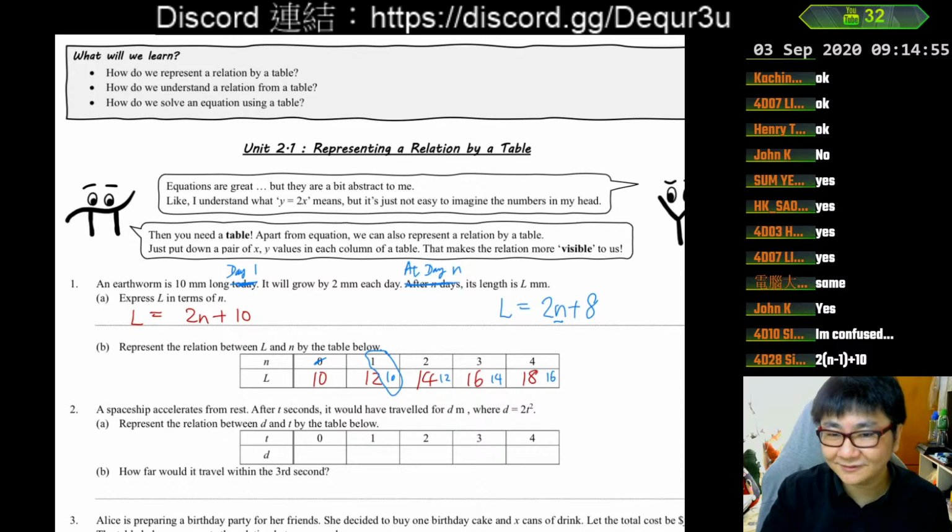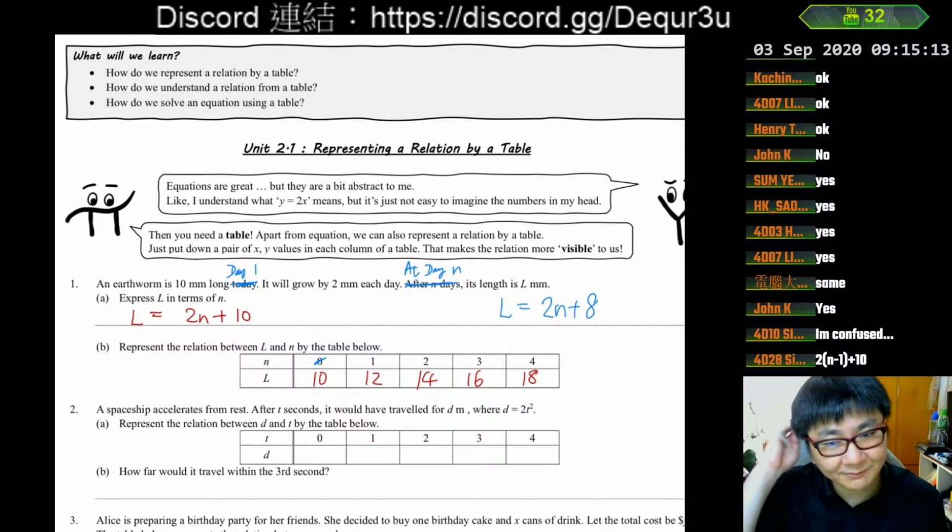Yeah, exactly, thank you very much. It is exactly the case, because the difference here is the day number. Therefore, sometimes when we define the variable, we have to be careful.